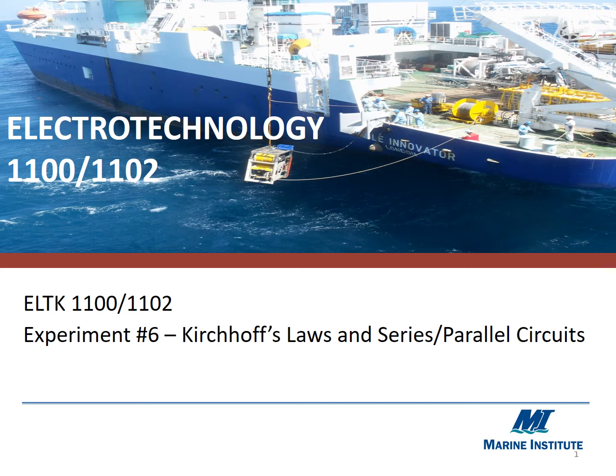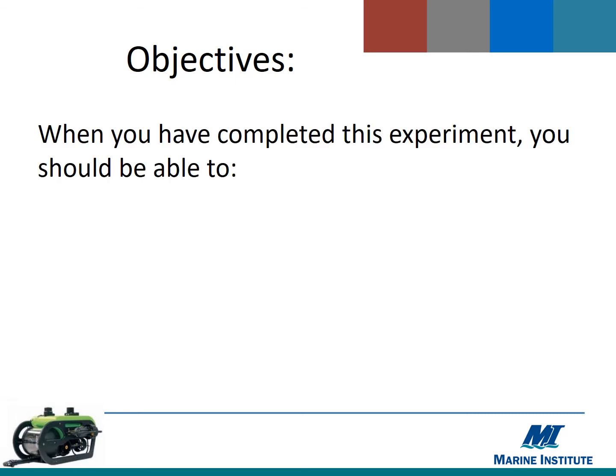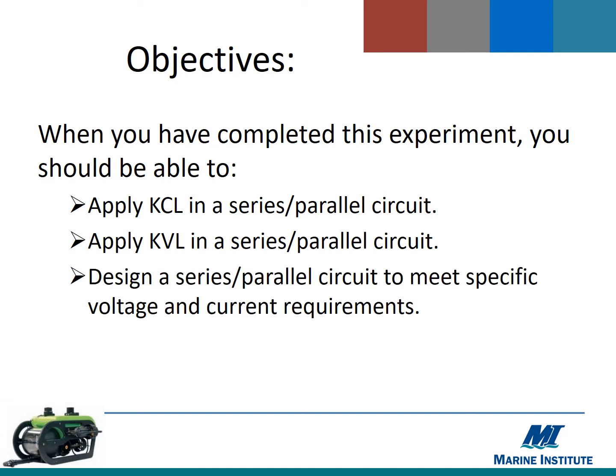With respect to applying Kirchhoff's laws, you will verify how KVL and KCL apply to this circuit when you answer questions 1, 2, 3, and 4. The objectives of experiment 6 are that when you have completed this experiment, you should be able to apply Kirchhoff's current law in a series parallel circuit, apply Kirchhoff's voltage law in a series parallel circuit, and design a series parallel circuit to meet specific voltage and current requirements.